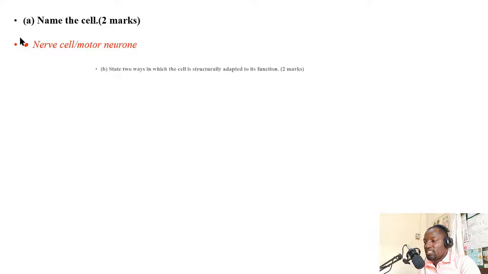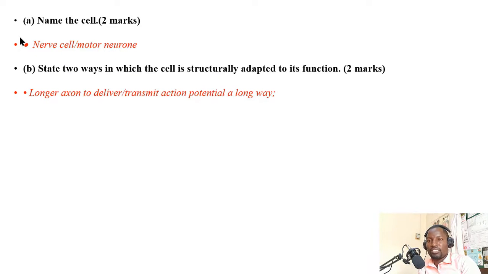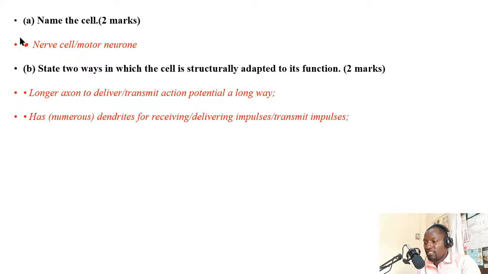Say two ways in which the cell is structurally adapted to its function. How does it adapt to its function? Number one, it has a long axon to transmit action potentials a long way. It also has numerous dendrites for receiving impulses. It also has a myelin sheath for faster transmission of impulses.